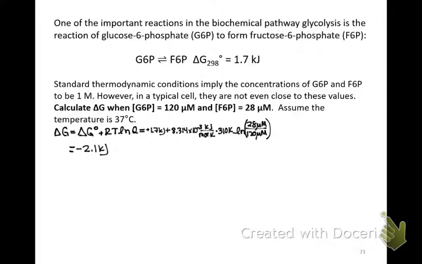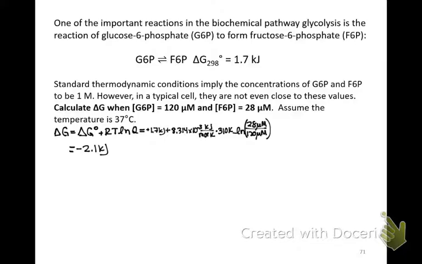So biology manipulates this reaction so that we always have a lot more of the reactants, glucose 6-phosphate, than we have of the products, fructose 6-phosphate. And by doing that, biology makes this reaction be spontaneous in the forward direction.